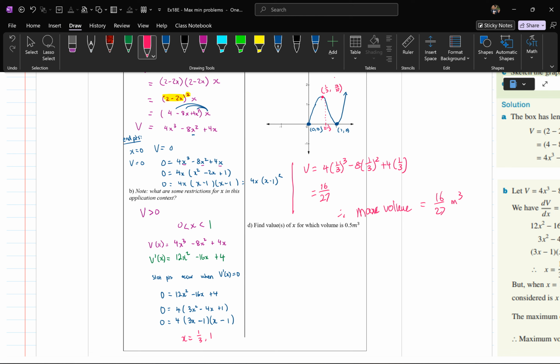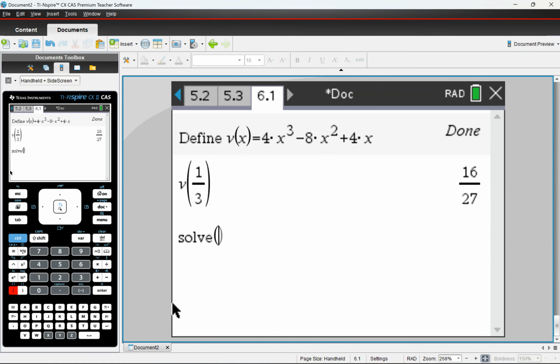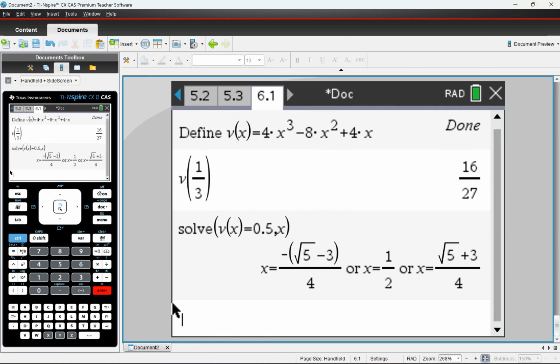And finally, find the values of x for which the volume is 0.5. That's pretty straightforward CAS work. You're just saying, when is the volume equal to 0.5? Solve for x. So it's really asking you to solve half is equal to 4x cubed minus 8x squared plus 4x. Find x. Do it on a CAS. So here we go. Solve for v of x equals 0.5, comma x. And these are my possible answers.